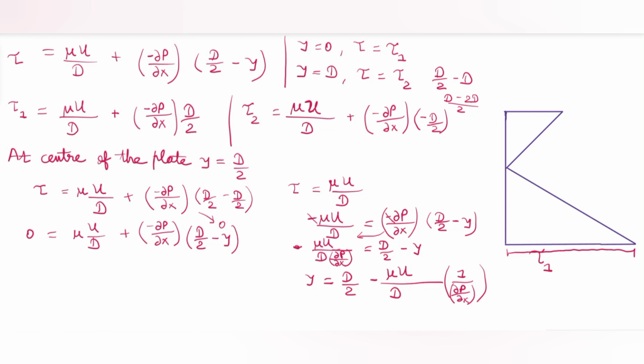This is our shear stress distribution diagram. Here this represents tau 1, and this represents my tau 2. At d by 2, tau will be equal to mu U by d. Here somewhere I'm representing that this is my d by 2, and my shear stress will be equal to mu U by d, as we have derived it. And we have also found the distance at which the shear stress is 0. This is my shear stress distribution diagram.